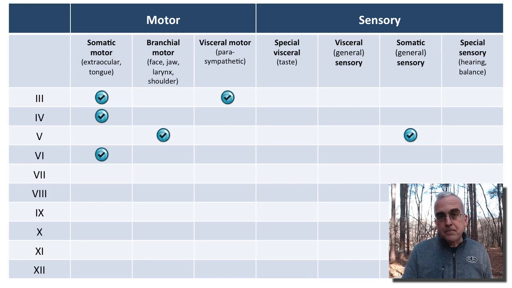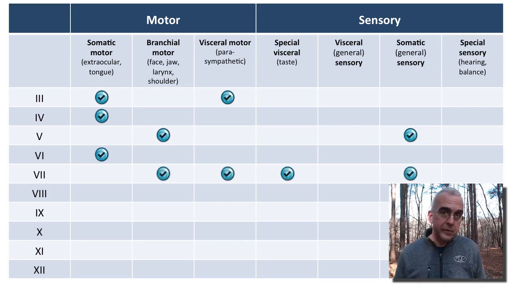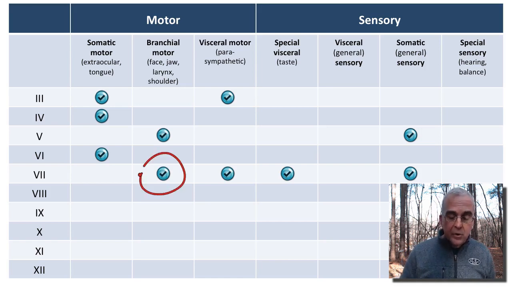Now, nerve 7 is one of the more complicated nerves that we have, and as you'll see, there are numerous components to nerve 7, so let's talk about them in turn. First, the branchial motor component. This is perhaps the most memorable. So nerve 7 is the facial nerve. It is the nerve that supplies the muscles of facial expression. So those muscles are derived from the pharyngeal arches, and it is branchiomeric.